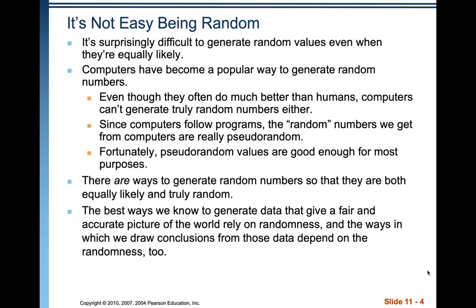The best ways we know to generate data that give a fair and accurate picture of the world rely on randomness. And the ways in which we draw conclusions from those data depend on the randomness too. When we are doing random selection, that allows us to have faith that we have a good chance of having a representative sample.